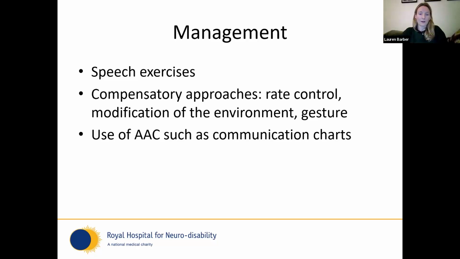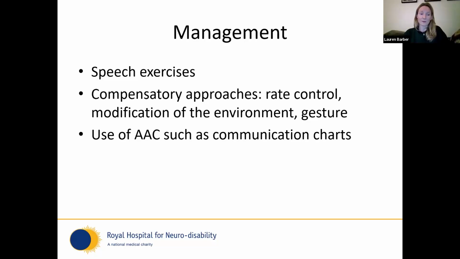And then you can also introduce compensatory approaches. So rate control. So that could be the rate of speech. So if you know that someone is easier to understand when they're talking slowly, but they tend to speak a lot faster, then you can start to introduce a metronome approach where you pace them and they talk a bit more slowly, so that they can maintain that intelligibility for a bit longer.